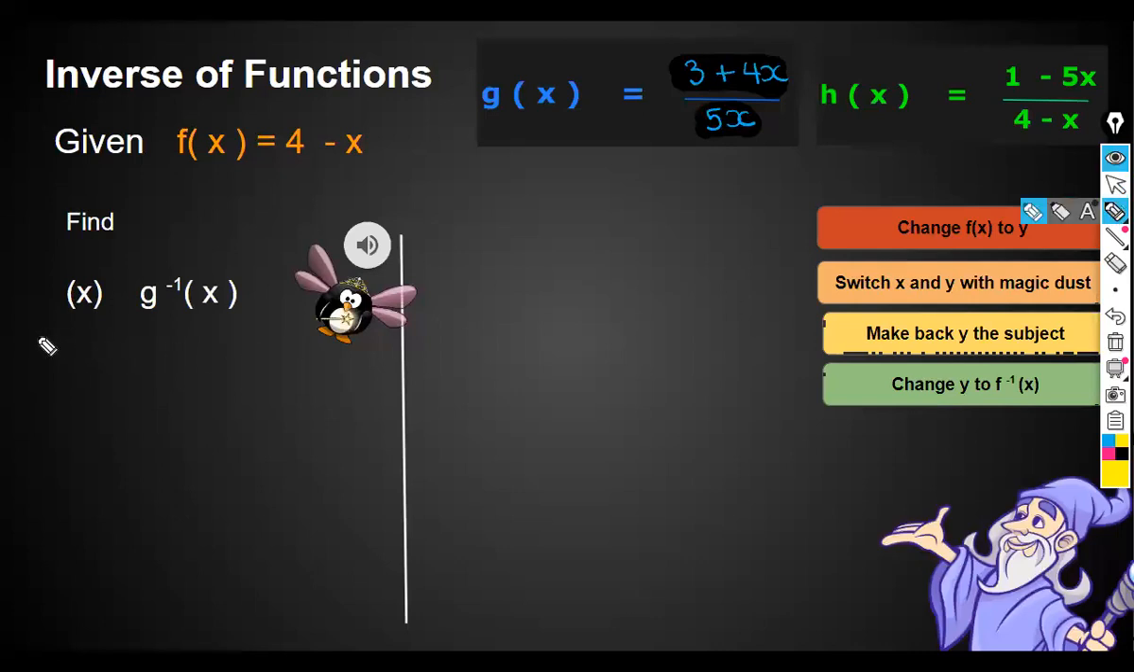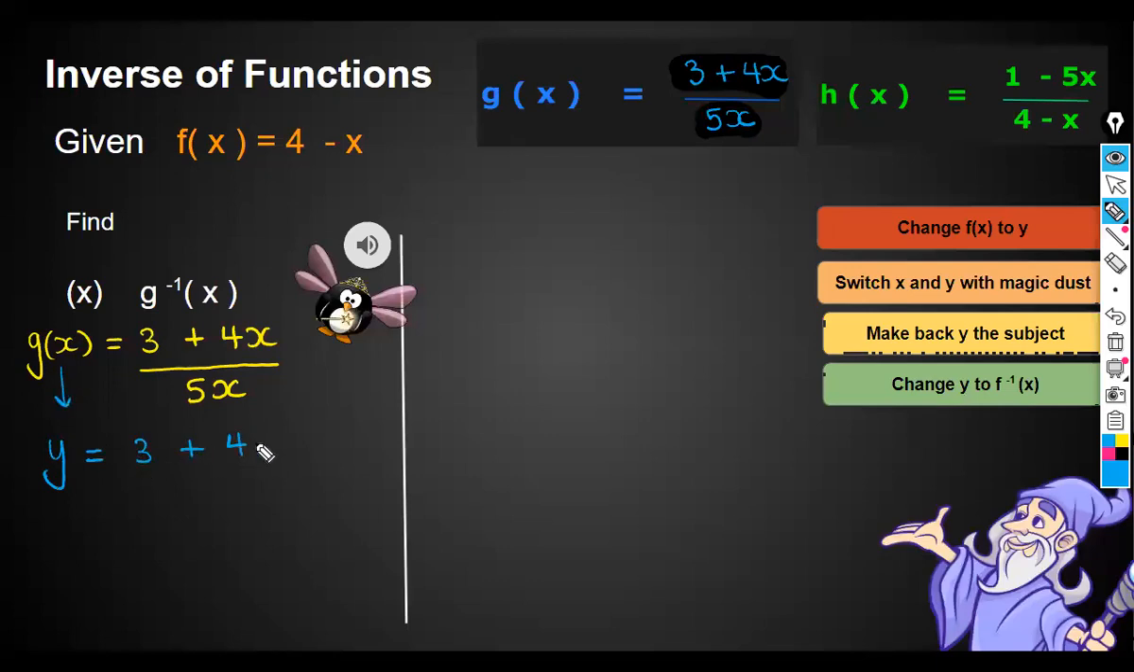I'm not going to change anything, right? g(x) is equal to 3 plus 4x divided by 5x. What are we going to do? We're going to take the g(x) and change it to what? y. Right? g(x), just change it to y. Nothing else, nothing amazing so far. Great.